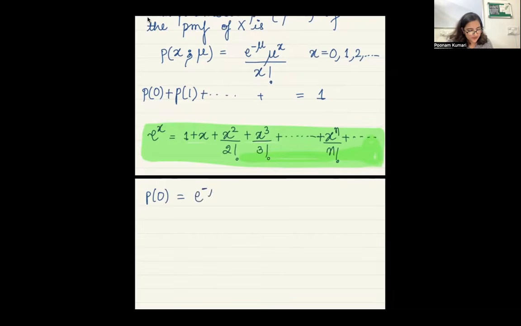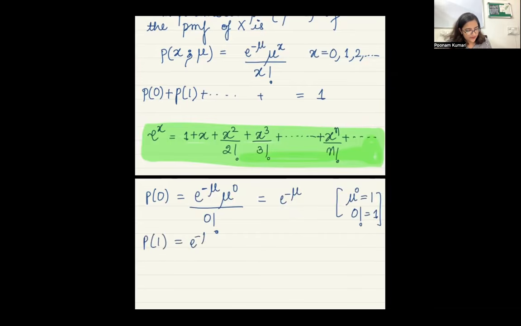e raised to the power minus mu, mu raised to the power 0 divided by 0 factorial. And what is this expression? e raised to the power minus mu. Anything raised to the power 0 is what? 1. Anything raised to the power 0 is 1. And 0 factorial is what? By definition, 0 factorial is 1, right? So mu raised to the power 0 is 1 and 0 factorial is also 1. So this expression is nothing but e power minus mu, right?